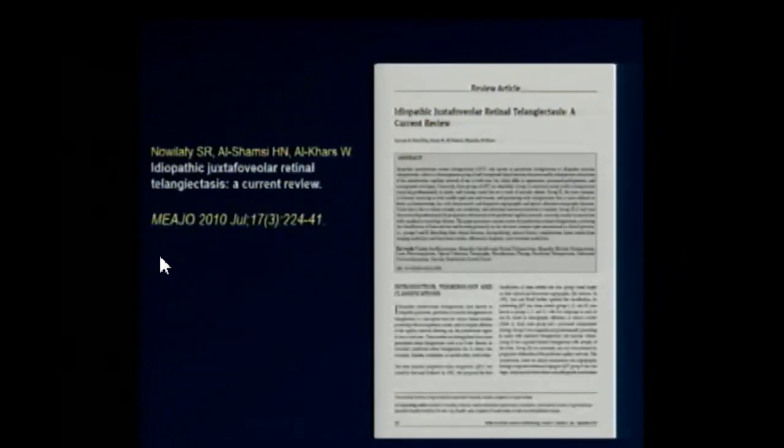Right. So juxtafoveal telangiectasia is a very huge subject, okay? But if you want a good review, we've done an article here that was in 2010 in Miaggio. It's free online. You can have it. It's basically a review of all the cases of juxtafoveal telangiectasia, the subtypes, the classification, and all the treatment modalities. So I really urge you to read this because it's like a textbook, okay?